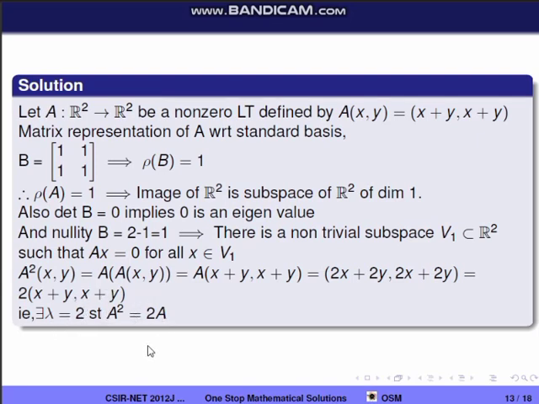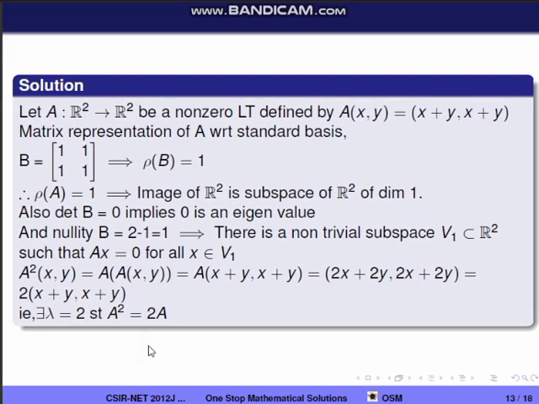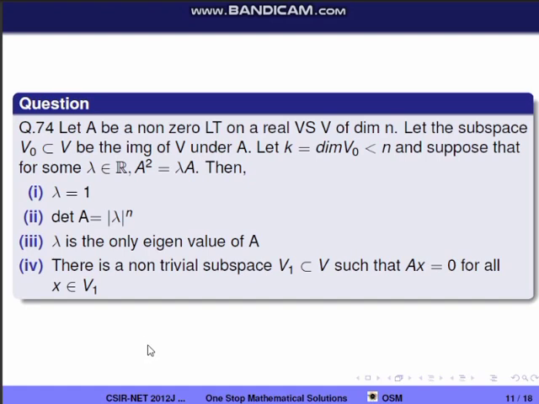So now let us look into the correct options. We got a lambda other than 1, so this option is wrong. And we got determinant of A to be 0, so this is not correct. So the second is also wrong. Lambda is the only eigenvalue of A? No, because we got 0 as an eigenvalue also. So this is also wrong. Only the fourth one is correct. So the correct option is the fourth one.